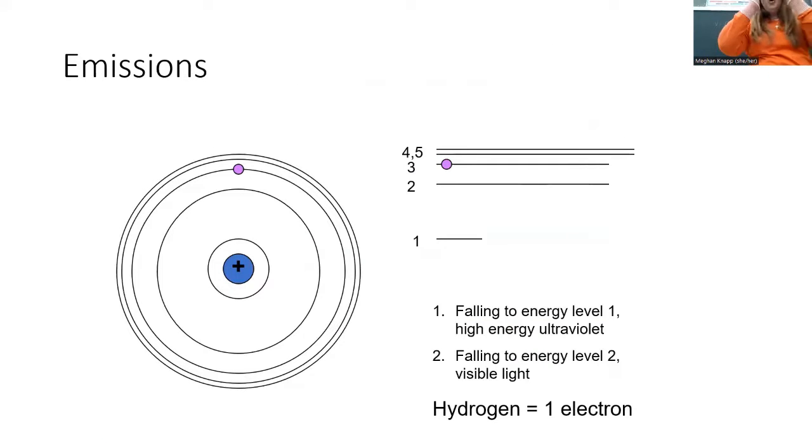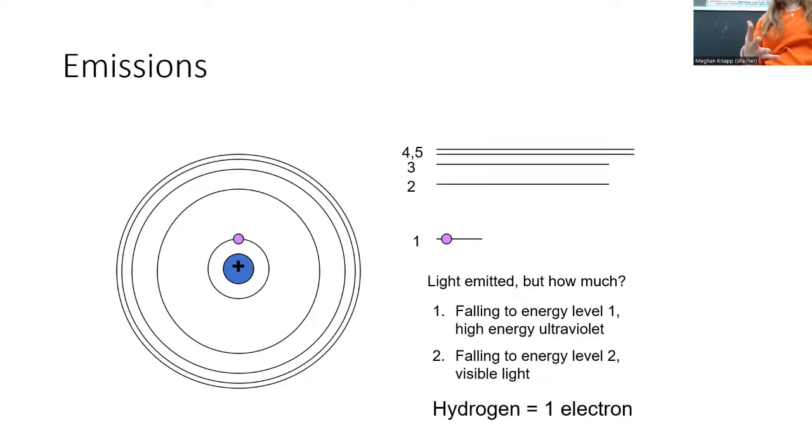Okay. So it's actually so big, it's in the ultraviolet. So falling from anywhere to energy level 1, this down here, this energy gap is so big, it releases ultraviolet light because that's higher energy than we can see. All right, so when that happens, we get ultraviolet light for helium.